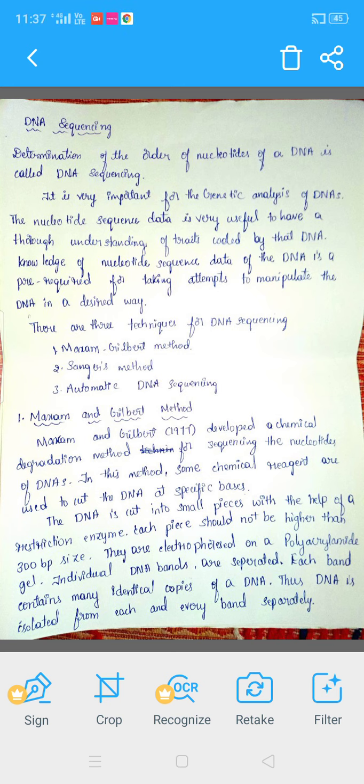In this method, some chemical reagents are used to cut the DNA at specific bases. The DNA is cut into small pieces with the help of a restriction enzyme. Each piece should not be larger than 300 base pairs. They are electrophoresed on a polyacrylamide gel. Individual DNA bands are separated. Each band contains many identical copies of a DNA. Thus, DNA is isolated from each and every band separately.